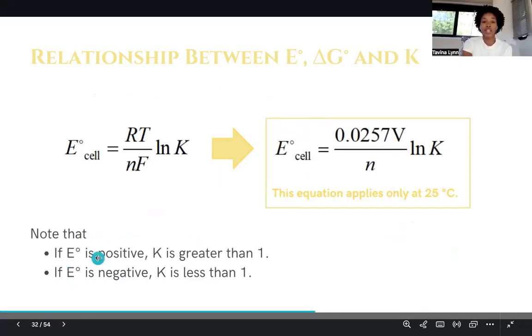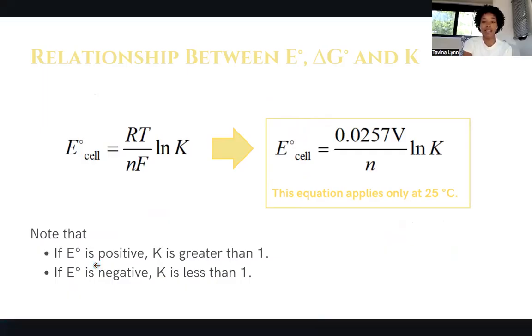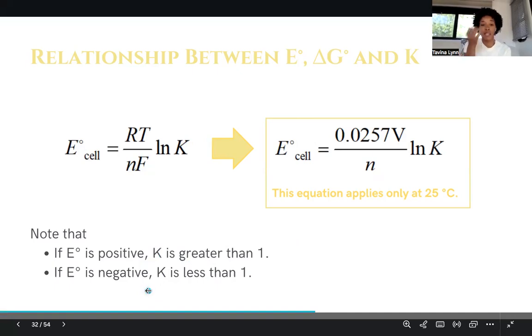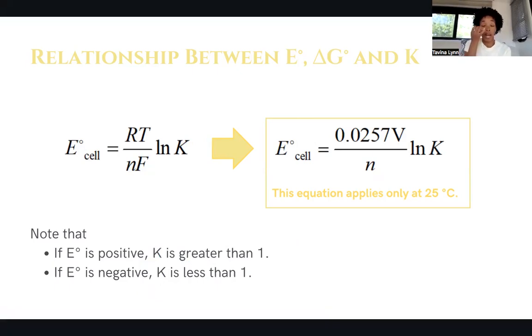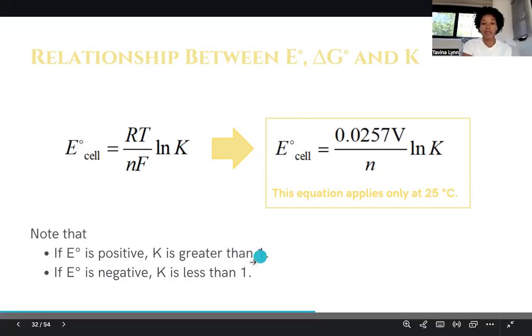So looking at this equation, if the standard cell potential is positive, K must be greater than 1. And you can literally play around with this, plug in some numbers. K will be greater than 1. And if our standard cell potential is negative, K will be less than 1. So for a spontaneous redox reaction, K must be greater than 1.